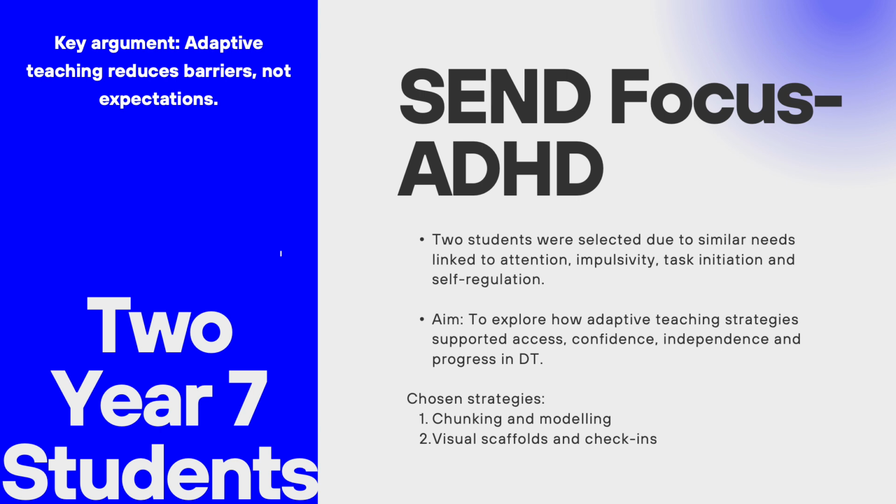The aim of my presentation is to explore how adaptive teaching strategies supported these pupils' access, confidence, independence and progress. The two strategies I focused on were chunking and modelling, and visual scaffolds with regular check-ins. These strategies were chosen because both pupils experience barriers when tasks involve several steps, written explanation, transitions between activities and independent organisation. In DT, this is particularly important because pupils need to move between listening, designing, writing, making and using tools safely.